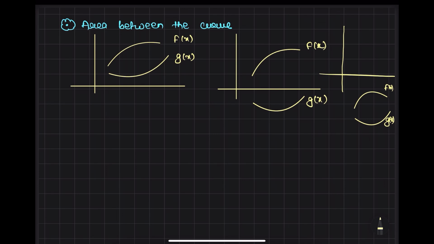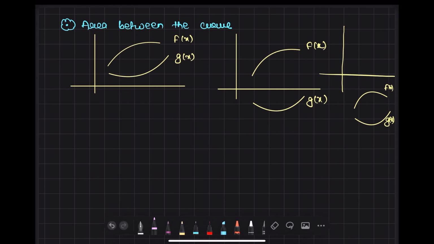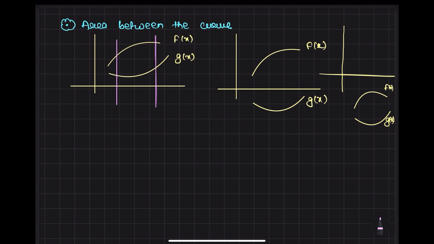Okay, so if you observe all the cases, here we have given you f of x above g of x, and we have to calculate the area in the given region. So this is the required part in which we have to calculate the area. Suppose it is a, it is b. So from a to b we have to calculate the area. So for these cases, how will you respond?